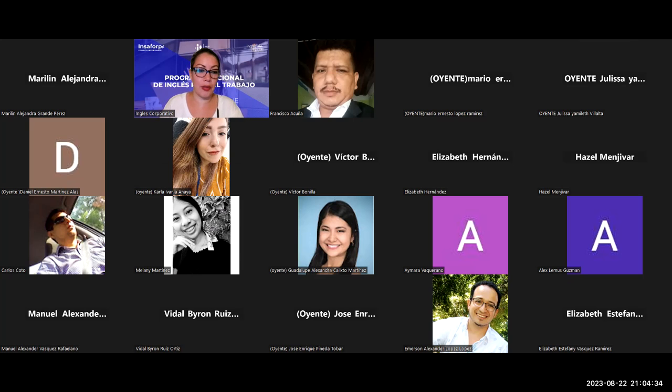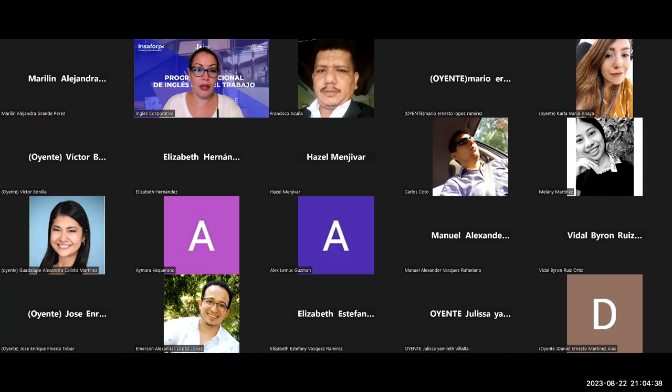So let me recreate the breakout rooms. Remember that you can share the screen so that everybody can see. You just need to click where it says share the screen. On the toolbar, you have the microphone, the camera, and there is a button that says share screen, or if you have it in Spanish, it will say compartir pantalla, and then you select what you want to share, and then everybody can see your screen. So let me reopen the breakout rooms. Okay, there you go.